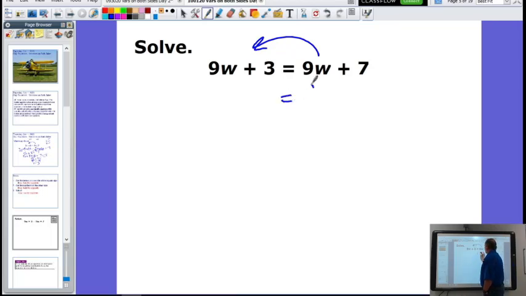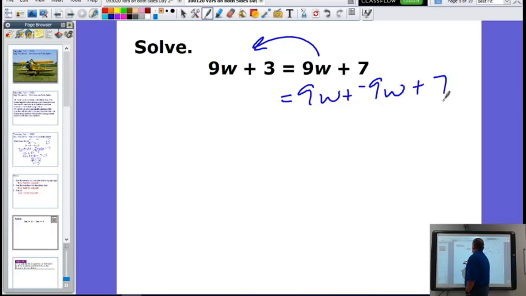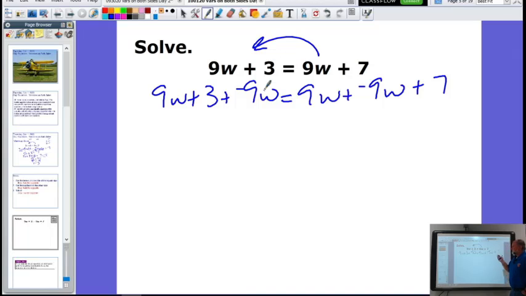So I start here with the equals. 9w plus its opposite of negative 9w plus 7. Then over here, 9w plus 3 plus negative 9w. So when we start simplifying, we find out that our 9w's on the right-hand side actually go away. They're opposites of each other, so I'm left with just 3 on this side. And then over on the right, the 9w's were supposed to go away, and I would end up with 7.